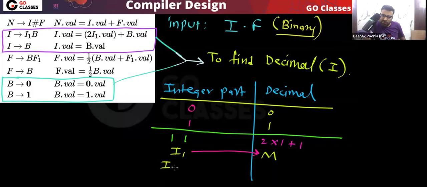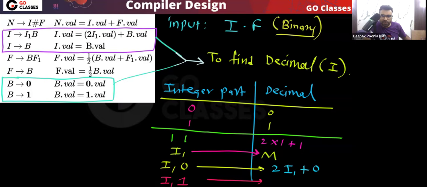Now a very simple question. If I do this I1 0, tell me what will be the decimal for this I1 0. What you will do is multiply by 2 plus 0. Yes or no? 2m plus 0. And if I ask you for this I1 1, what will be the decimal?